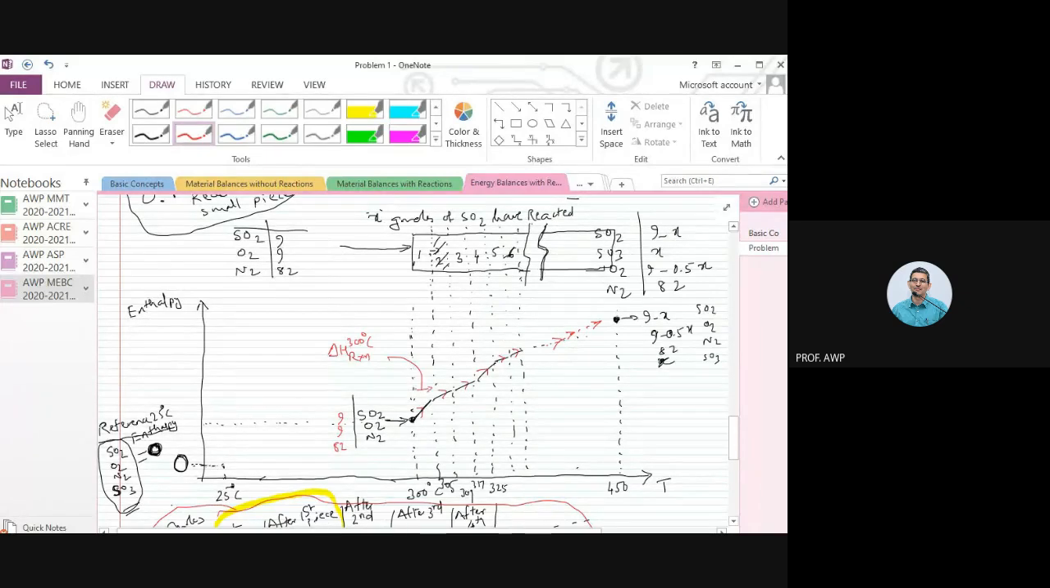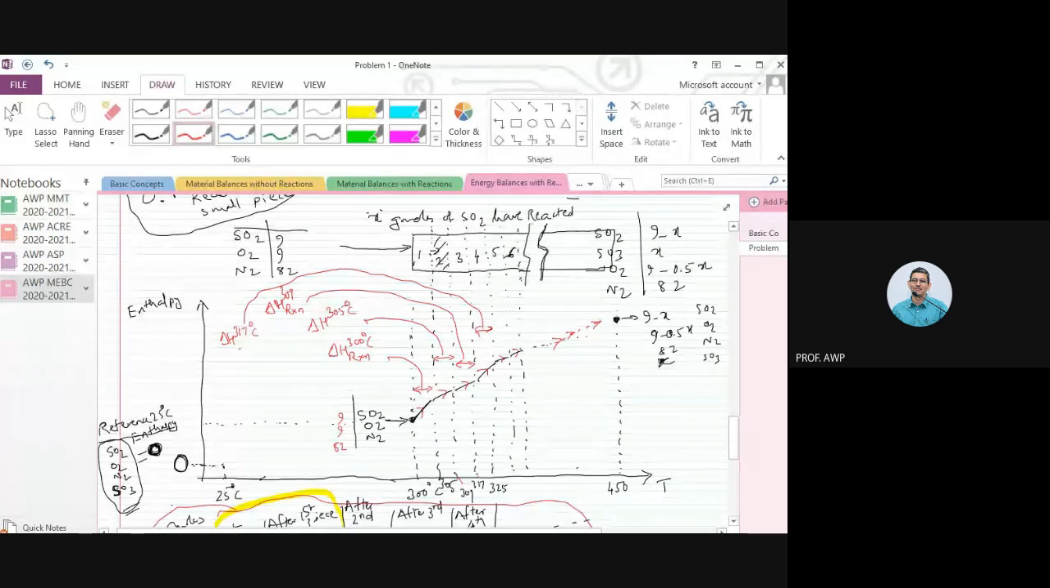In this part, I need to consider delta H for the reaction at 305 degrees centigrade. In this part, I need to consider delta H for the reaction at 309 degrees centigrade. This next part is 317. In this part, I have to consider delta H at 317 degrees centigrade. Do you agree with that? Yes, sir.